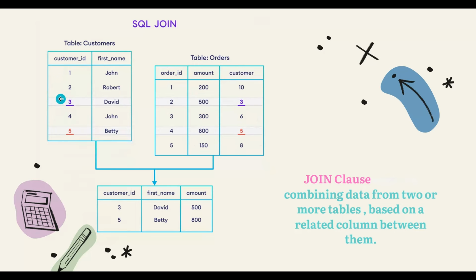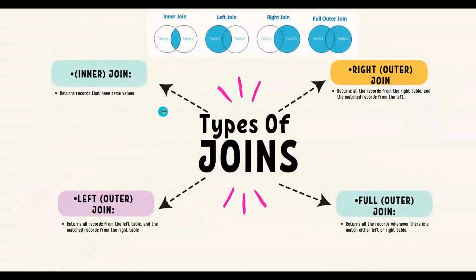So we can combine them based on their relation, since they have the same IDs. As we combine them, they represent the first name and the amount, because we have combined them. That's exactly what join states. So join basically helps us to combine data based on related columns between them. So let's understand what exactly the types of joins are.